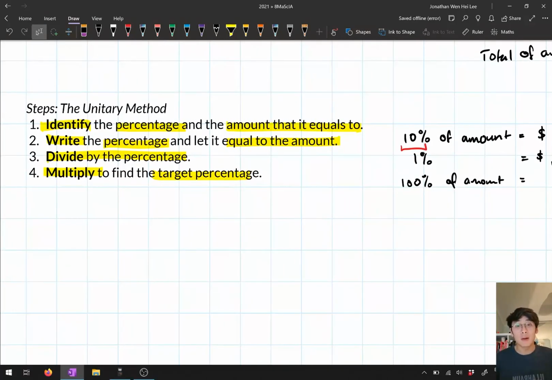Then from there, we divide by the percentage to get 1%. And then to get our original, from there, we just multiply to find our target percentage. Usually that is 100%, but sometimes in the question, they might tell you to find a different percentage.